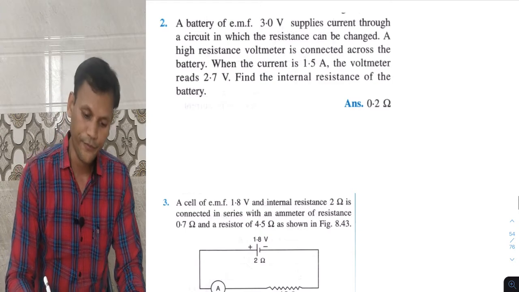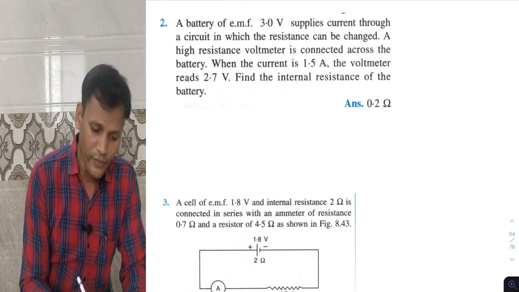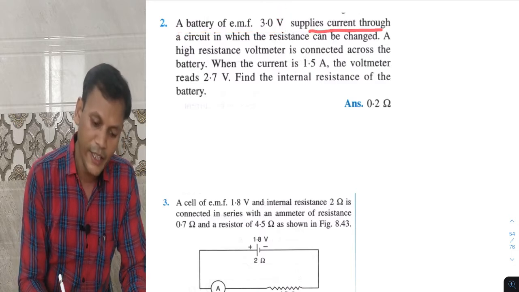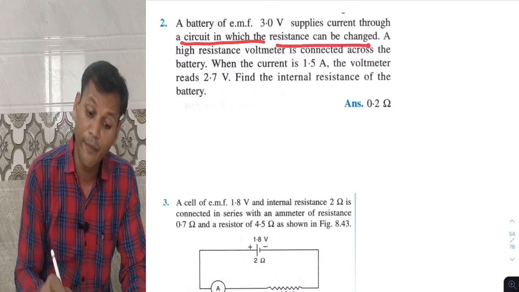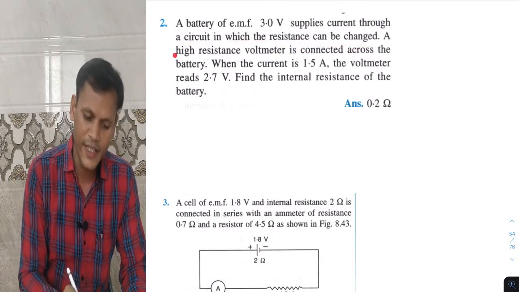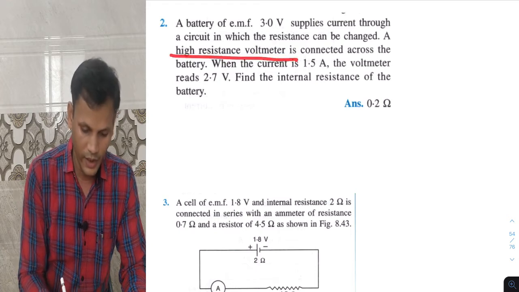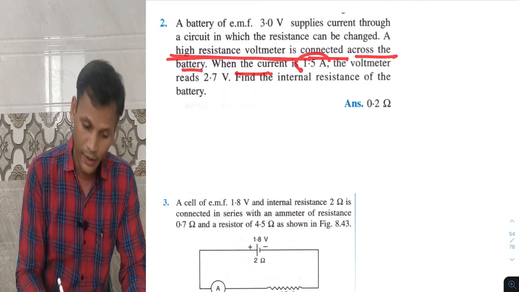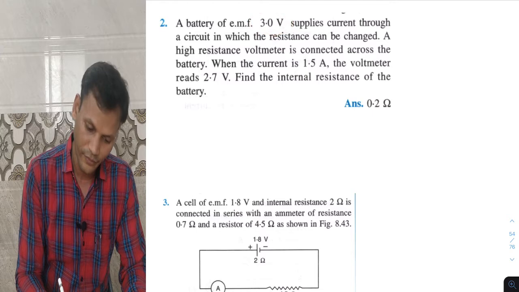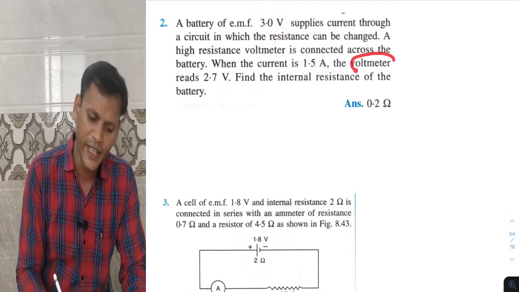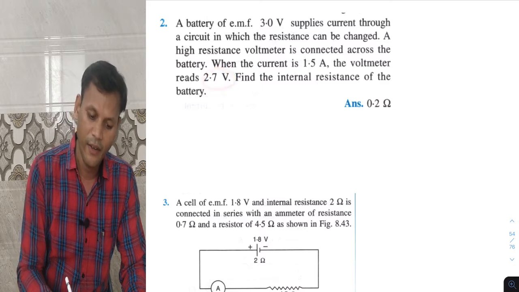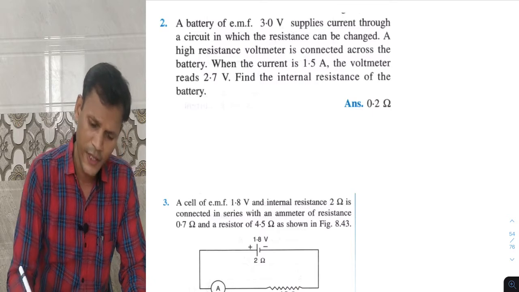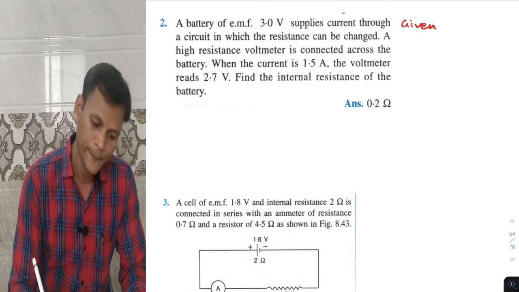Now question number 2. What is question number 2? A battery of EMF, again EMF is given, supplies current through a circuit in which the resistance can be changed. A high resistance voltmeter is connected across the battery when the current is this. So EMF is given, current is given, voltmeter reading, that is capital V, is given. Find the internal resistance of the battery. So again we will write all the information. What is given to us?